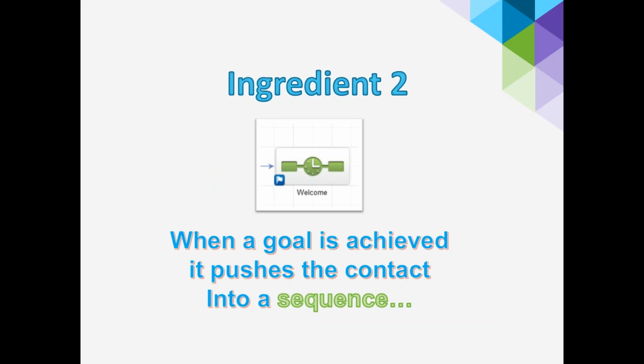And this goal is achieved. When someone, a contact, reaches that goal, Infusionsoft will automatically push them into this sequence. Somebody fills out a form, it's going to push them in this sequence. Somebody registers for a webinar, it's going to push them in this sequence. Somebody gets a specific tag put on their contact record, it's going to put them into this sequence. When a goal is achieved, it pushes a contact into this sequence.